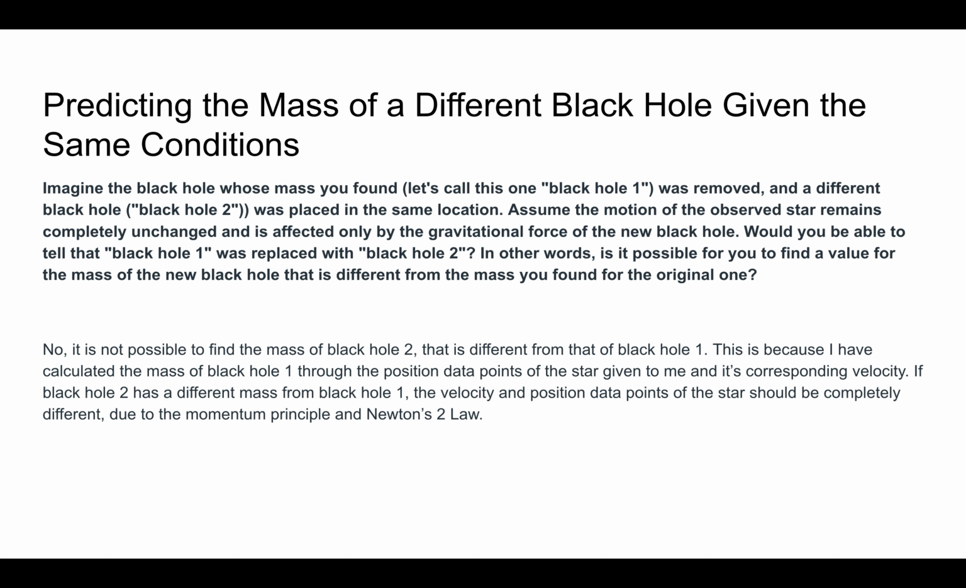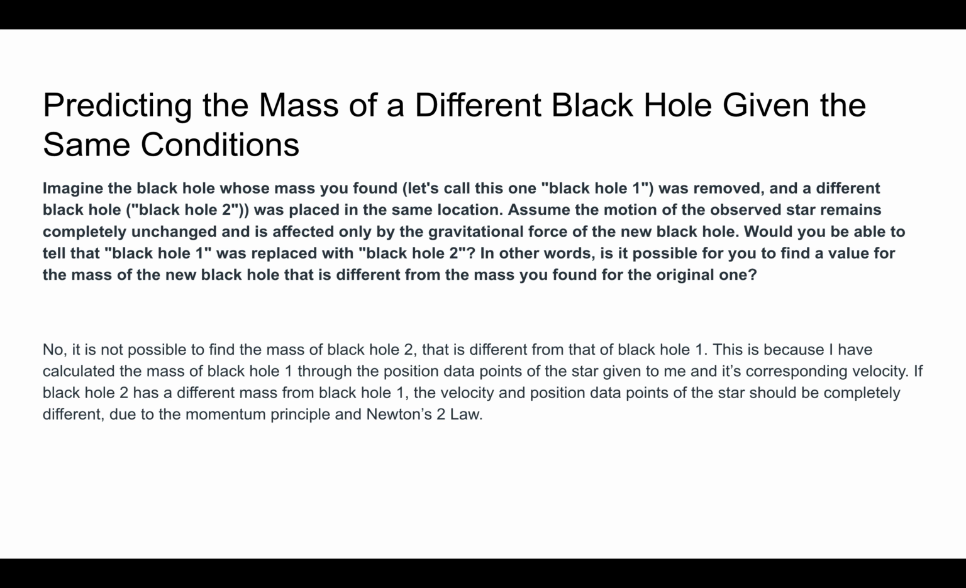And then predicting the mass of a different black hole given the same conditions. No, it is not possible to find the mass of black hole 2 that is different from the mass of black hole 1. This is because I have calculated the mass of black hole 1 through the position data points of the star given to me and its corresponding velocity.